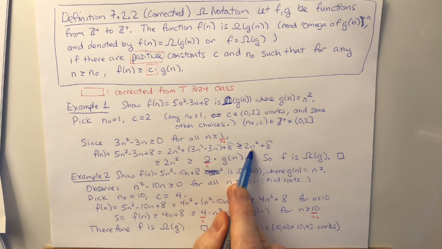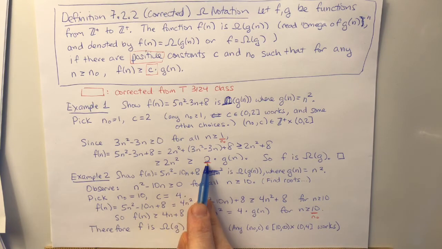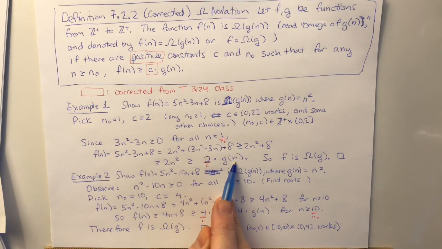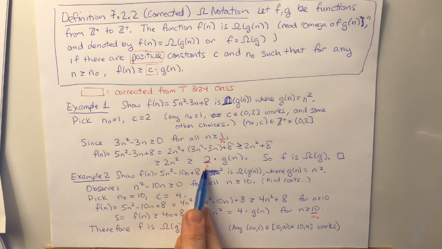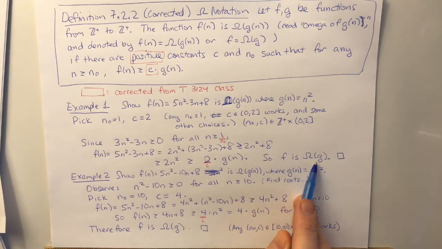Now 2n² + 8 is at least 2n², which is at least twice g(n), because g(n) is n². And this 2 here is the c that we chose to begin with. Therefore, by definition, f is omega of g.